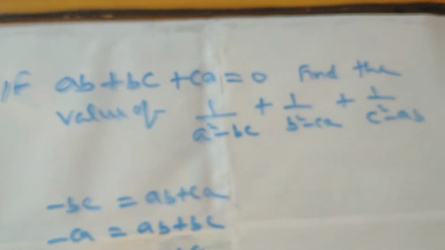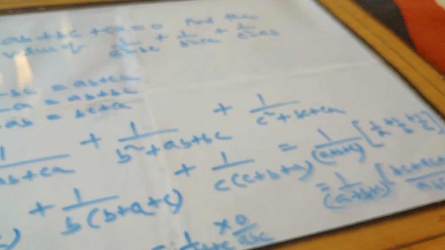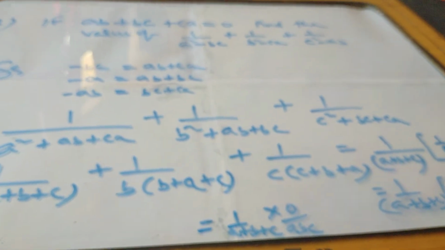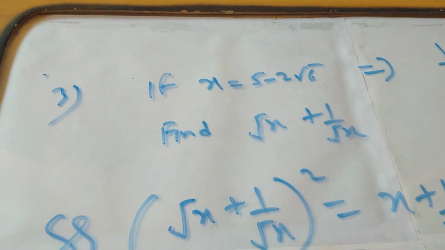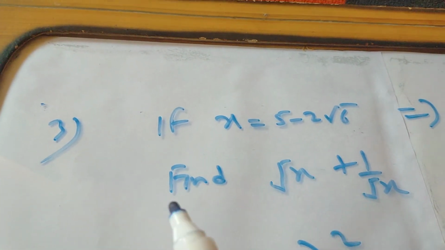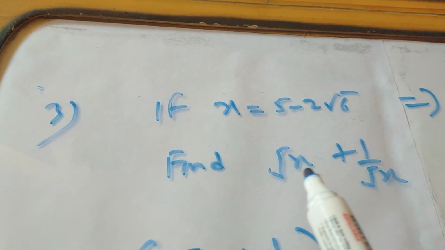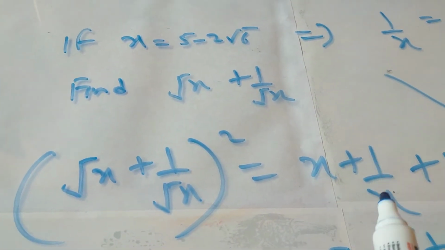So look at one more. Now look at one more. If x is equal to 5 minus 2 root 6, we have to find the value of root x plus 1 upon root x. So for this, what we are doing, we are finding the square of this portion. Root x plus 1 upon root x whole square can be written as x plus 1 upon x plus 2.